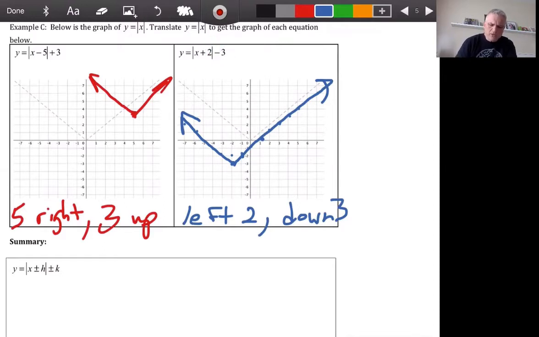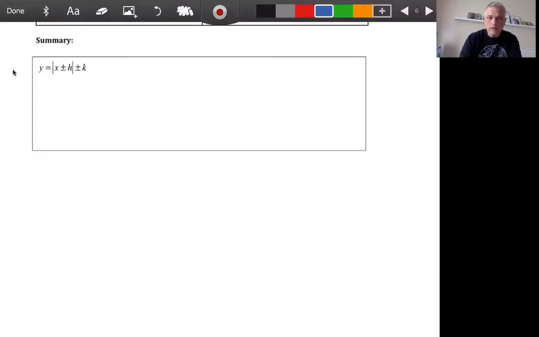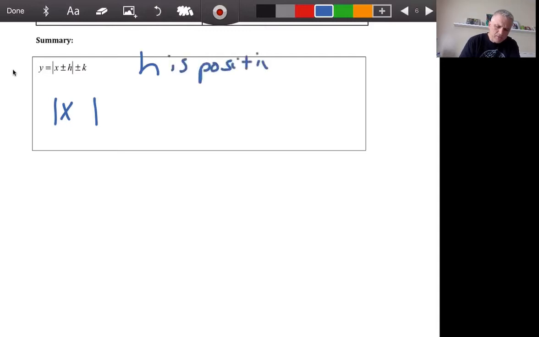Okay. So to summarize what we should have learned from this, we look down here at the summary, and we're going to say that when we have a plus h, which means that inside of the absolute value, we have x plus a number, like x plus 2, if h is positive, that means we are moving left h units.